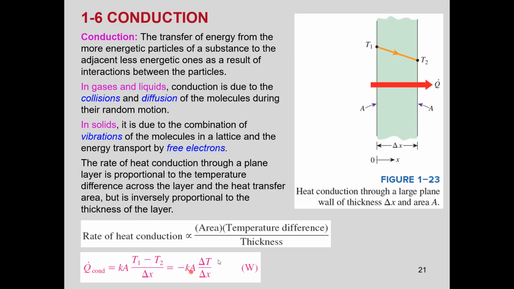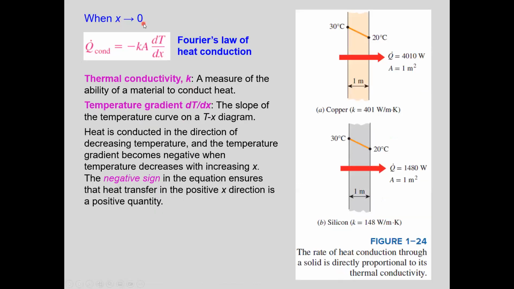Okay, so this equation can be written instead of delta T, when delta X goes to 0, what happens to this equation? When delta X goes to 0, delta T becomes dT, delta X becomes dx, right? Differential X, differential T. Q dot conduction is minus kA dT/dx. And this equation is called Fourier's law of heat conduction. You have to remember and learn this.